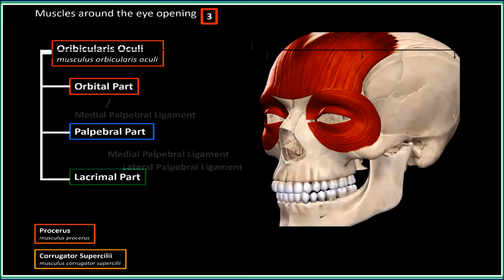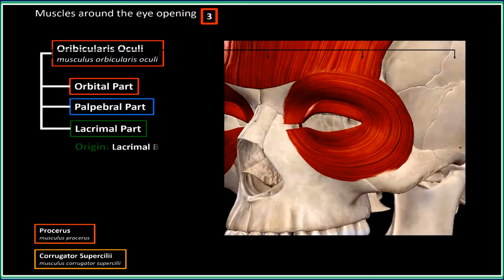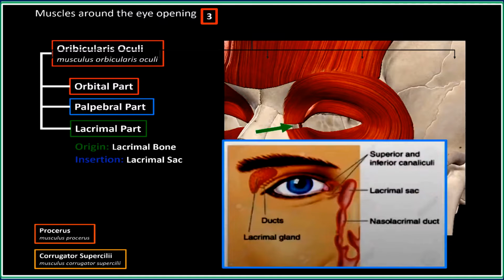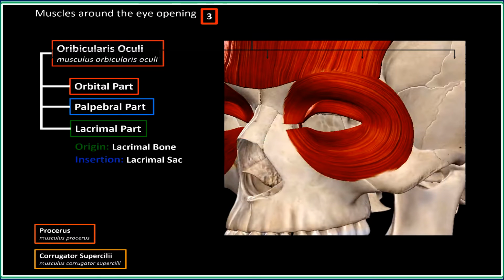The lacrimal part, however, originates from the lacrimal bone and inserts at the lacrimal sac, and it's located in this region. What it does is dilate the lacrimal sac, which aids the drainage of tears from the eyes down through the nasolacrimal duct and then down into the nasal cavity. So tears are produced by the lacrimal gland, they go to the lacrimal sac, and this muscle really just opens up this lacrimal sac so that the excess tears can flow down into the nasal cavity. So that is the orbicularis oculi.